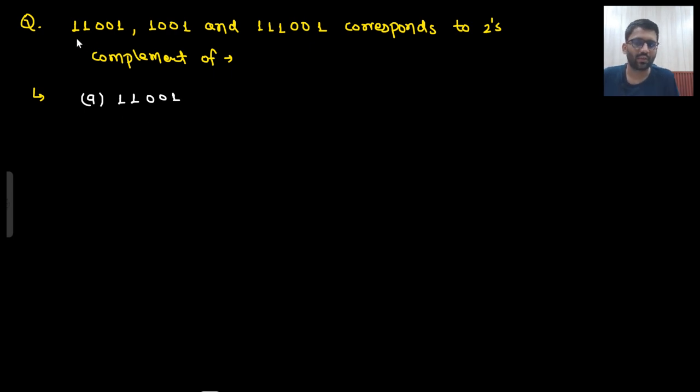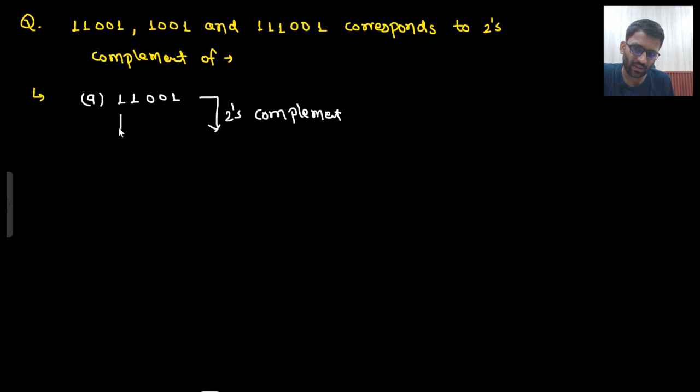If this number is 2's complement of some number, that means this will denote the sign only. That means if it is a 2's complement, certainly this is denoting a sign. So this number is certainly negative. So what I am going to do is take 2's complement of this number.